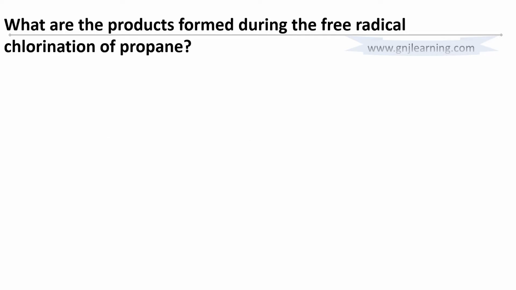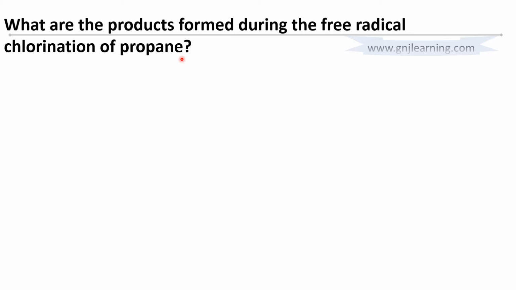So the first question is, what are the products formed during the free radical chlorination of propane? So we have seen in the last topic about free radical chlorination or halogenation in general, where we can use either chlorine or bromine for this free radical halogenation. So here it is chlorination of propane.